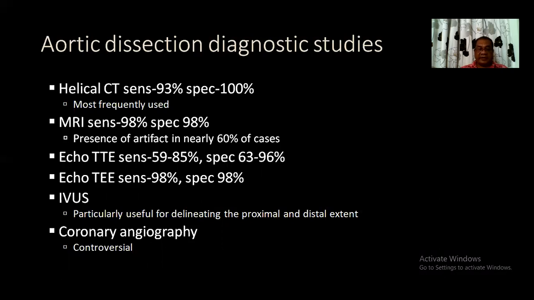Transesophageal echocardiography has a sensitivity of 98% and specificity of 98% also, but in presence of ascending aortic aneurysm, if the dissection causes aneurysm also, then it will be dangerous to do transesophageal echocardiography. Intravascular ultrasound is particularly useful for delineating the proximal and the distal end of the dissection. Coronary angiography is sometimes needed to delineate whether the coronary ostia are involved or not.